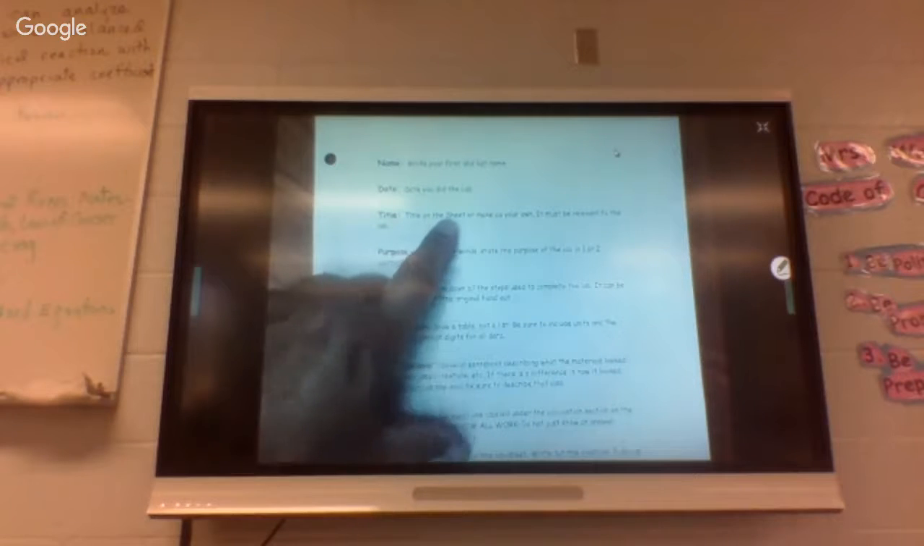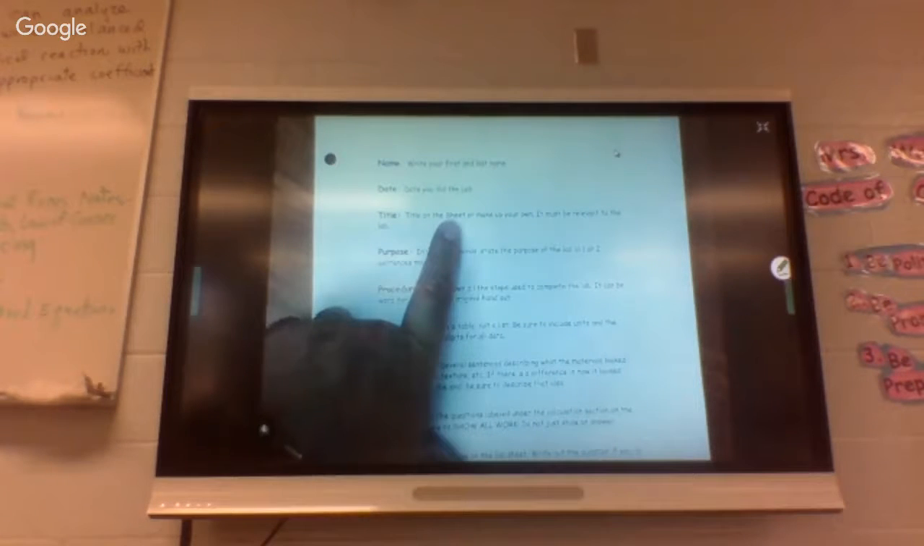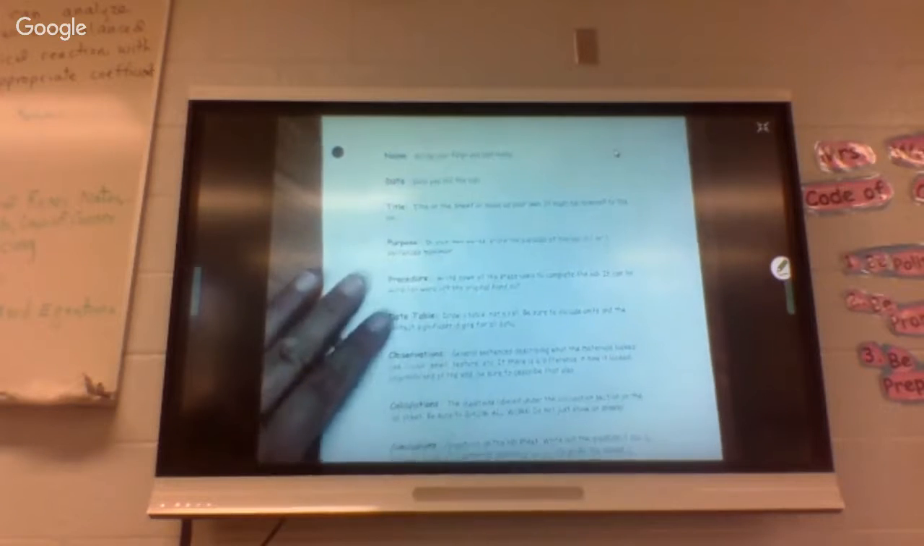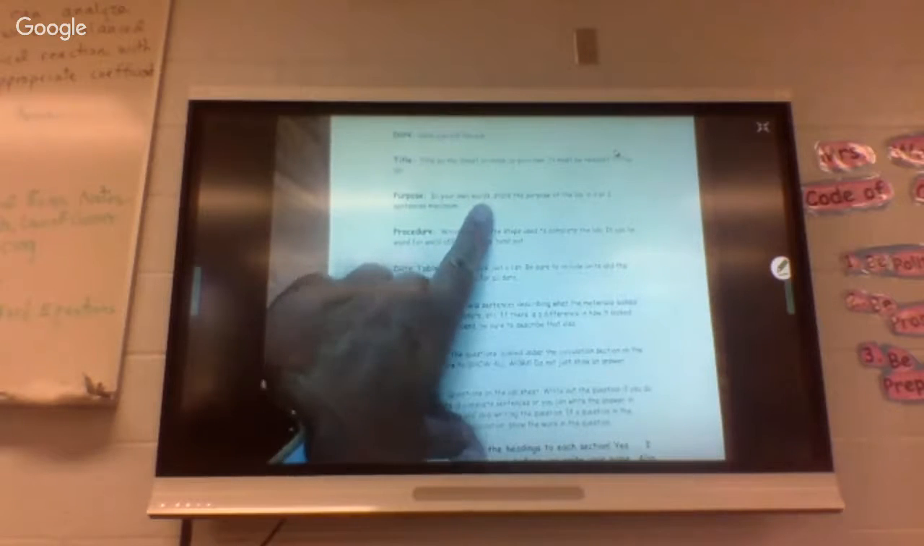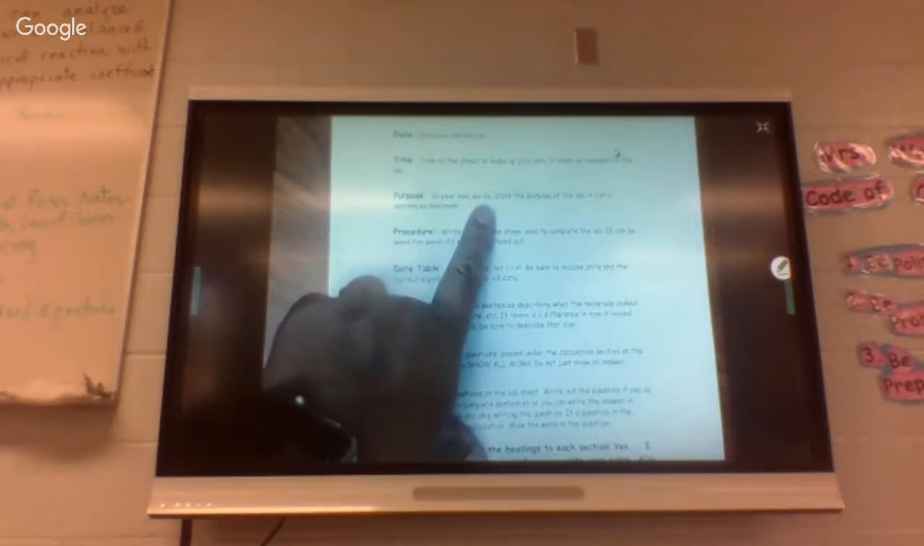You can make up your own, but it has to be relevant to the lab. Don't put something stupid that doesn't have anything to do with the lab. But don't put something obscene or profane either. All right? The purpose, you should be able to write in one sentence, no more than 2 sentences, what the purpose of the lab is.